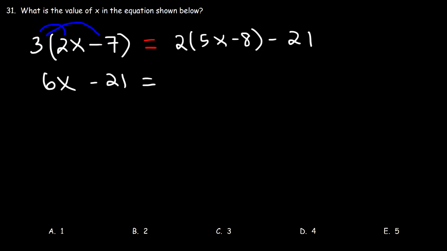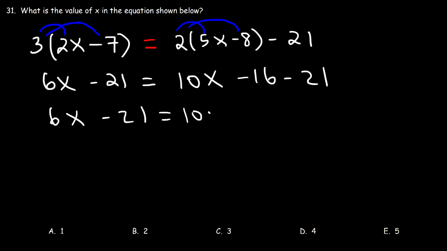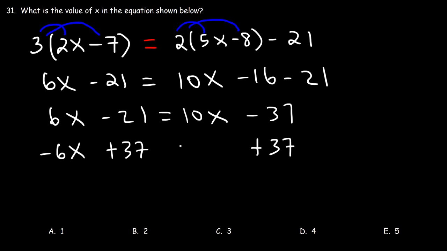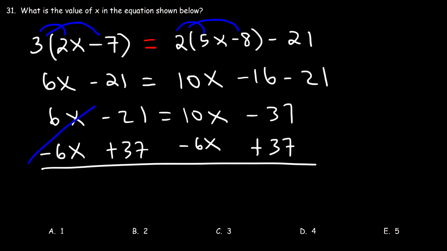Now let's distribute the 2 to 5x minus 8. 2 times 5x is 10x, and then 2 times negative 8 is negative 16. Now let's combine like terms. Negative 16 minus 21, that's negative 37. Now let's add 37 to both sides. And at the same time, let's subtract both sides by 6x. 6x and negative 6x will cancel. And negative 37 and 37 will also cancel.